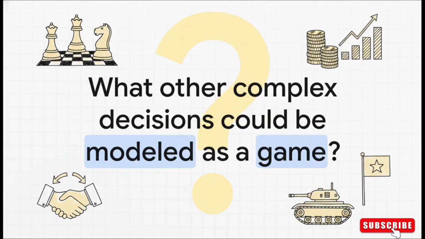And that kind of leads to a final thought. We've applied this to games, right? But this idea of competing agents with conflicting goals applies to so many other areas, like economics or negotiations, even military strategy. It really makes you wonder, what other complex decisions could be modeled and maybe even solved as a game?